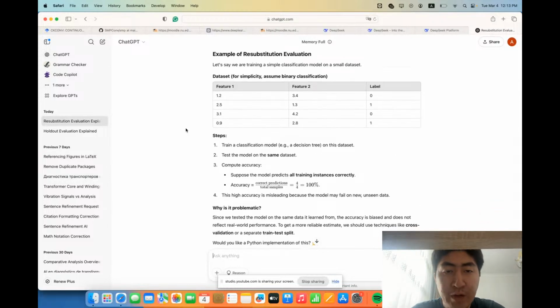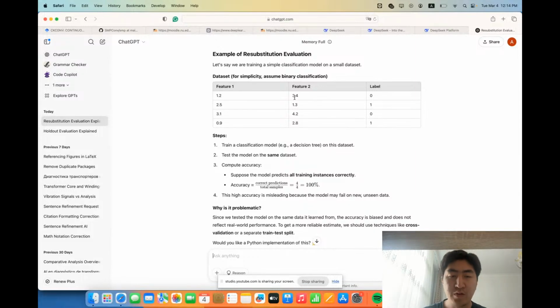Let's say we are training a simple classification model on a small data set like this one, right? So we have 1.1, 2.5, 3.1, 0.9, and we've got all these features and their labels. We train the classification model and test it on the same data set. So we've got accuracy 100. This is how accuracy is misleading, because the model may fail on new, unseen data.